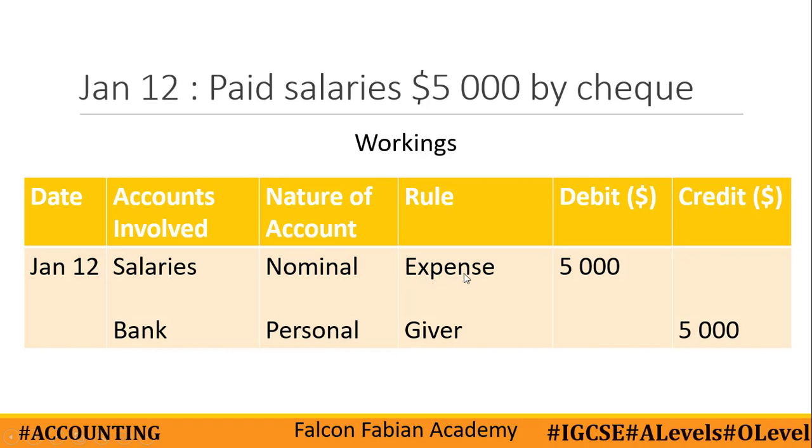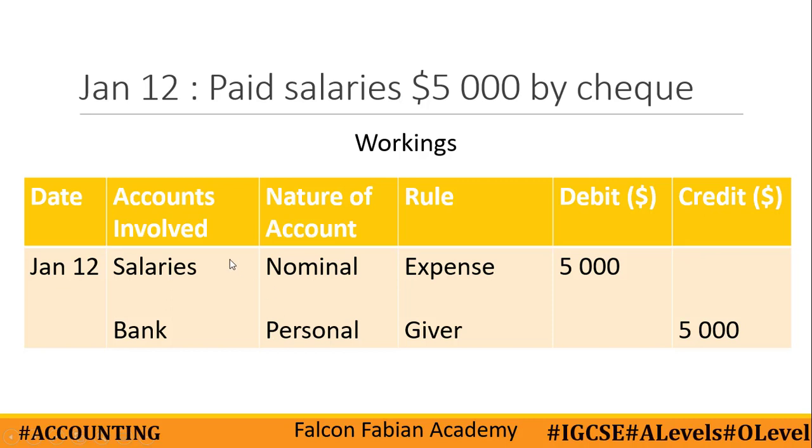The rule for nominal account is debit all expenses and losses and credit all incomes and gain. So 5,000 needs to be debited to salaries account. Bank is the account of an organization. Therefore, the rule for personal account is going to be applied to bank. And here the bank is giving the money to pay for these salaries. This is the business bank account. And the rule for personal account is debit the receiver and credit the giver. So this account is giving, therefore this needs to be credited.